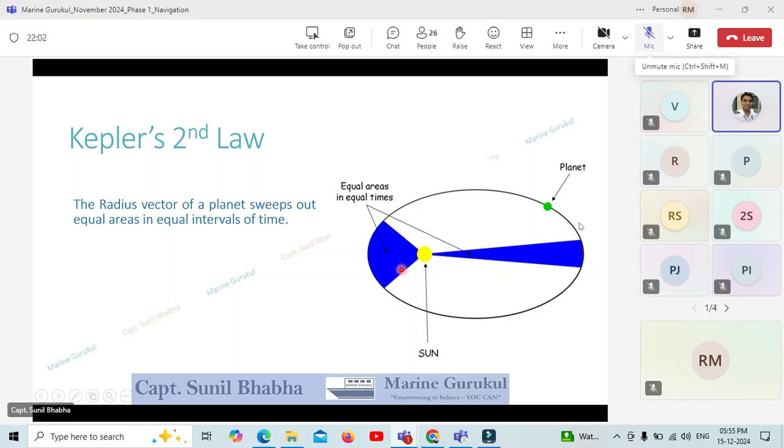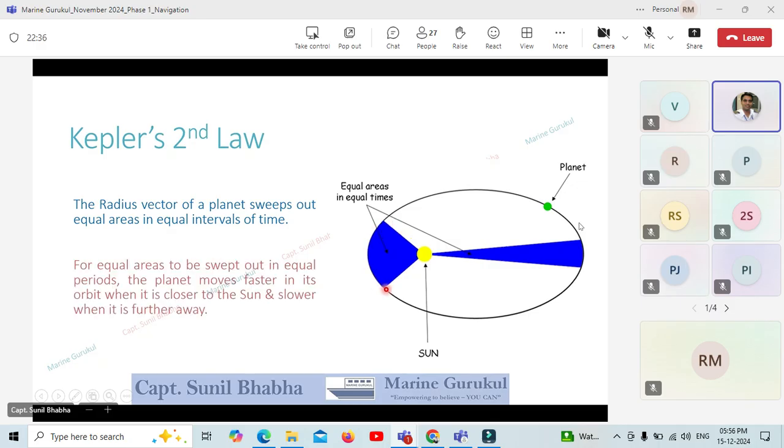So you can see the two different sectors as the areas swept out by the radius vector of a planet during its two different locations in its orbit. Now Kepler said that the area swept out by the radius vector of the planet in equal intervals of time will be equal. So the area of this blue sector will be equal to the area of this blue color sector. Both their areas are going to be the same.